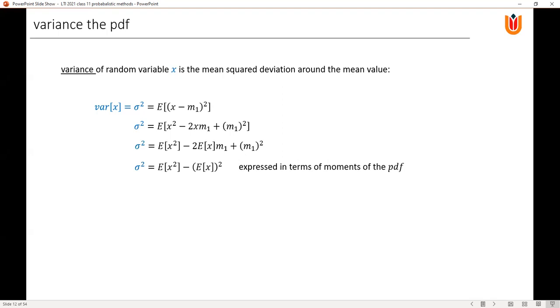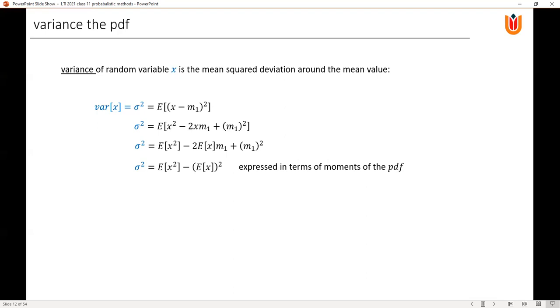Like that. And then an equivalent expression, and that is the point here, an equivalent expression for the variance. So the variance is then the expected value of x squared minus the squared value of the expectation.